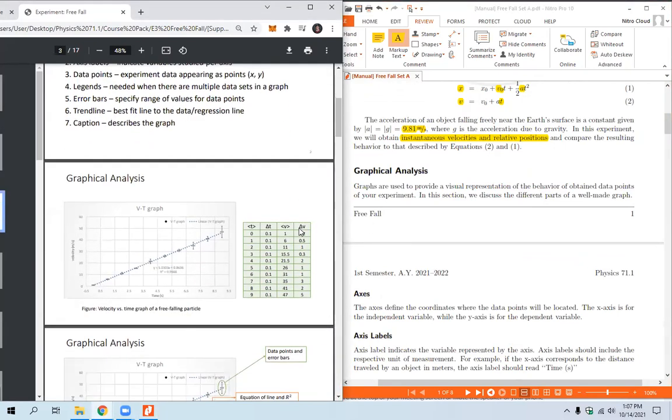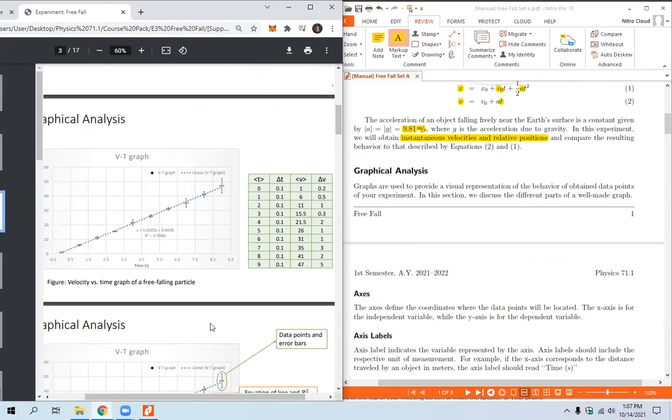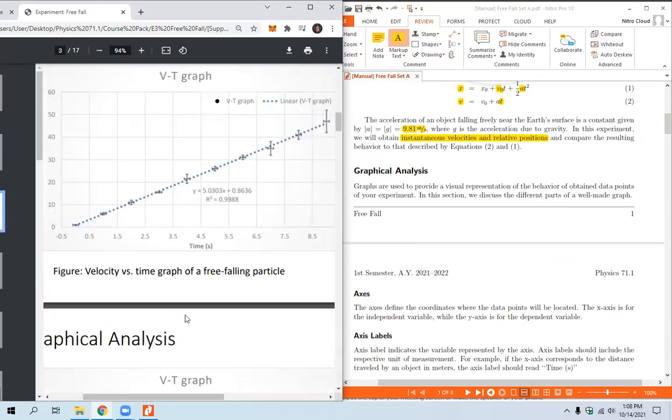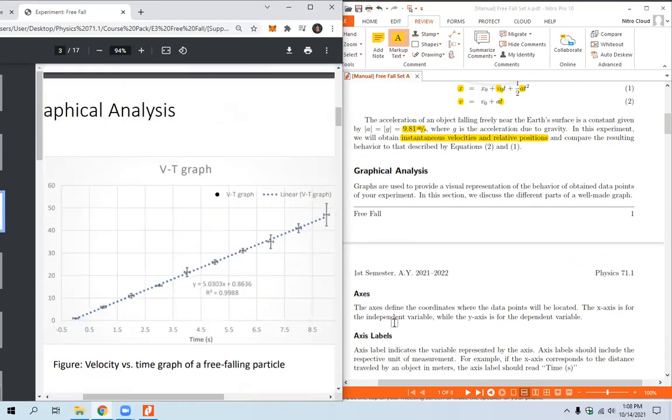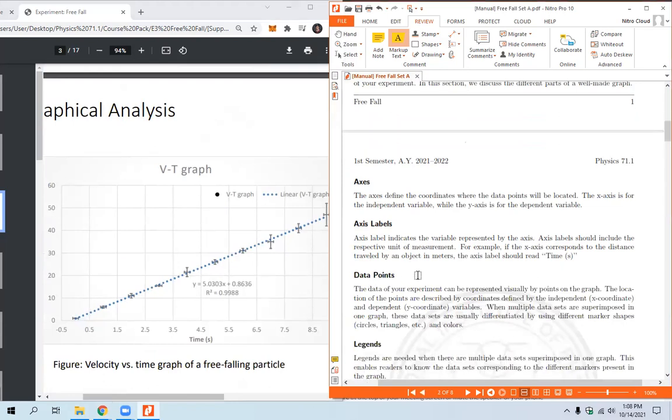So let's define the different parts of a graph. Naka-side-by-side view tayo dito para mas madaling makita kung ano ang tinuturo ng bawat part. So let's take this graph for example. Wait lang. Zoom in, zoom in. Okay. So a graph has different parts. So first is your axis.